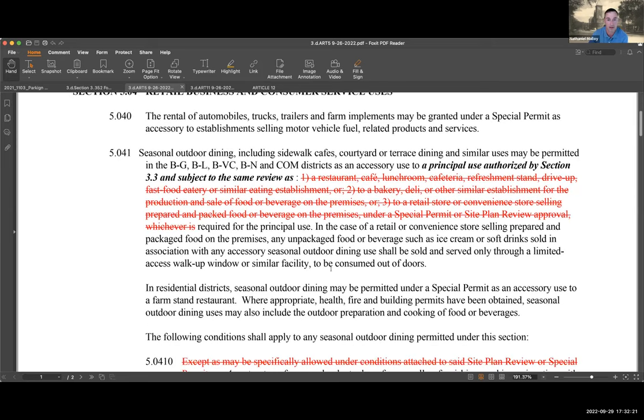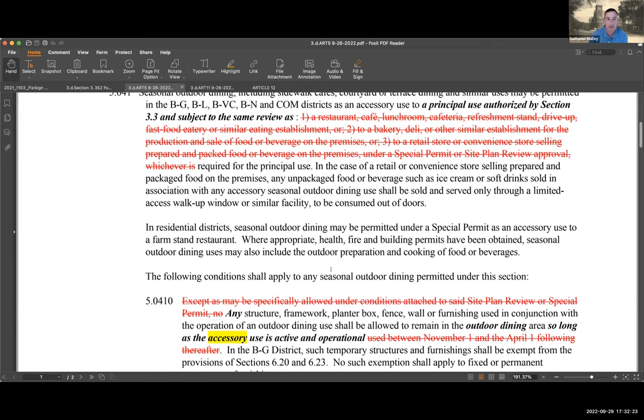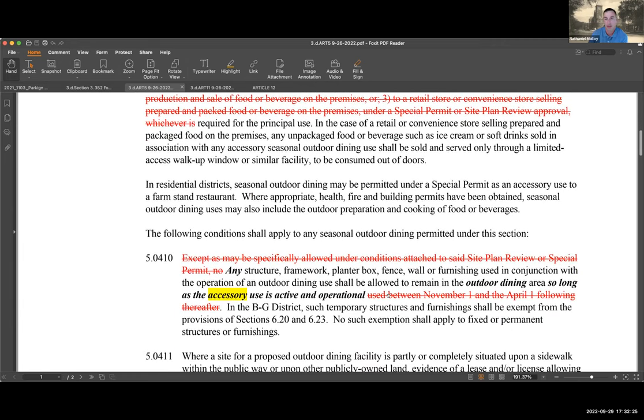I'm just going to scroll down. In 5.041, what it had said was that the accessory outdoor dining had to be taken down or closed between November and April. And we learned that it can operate during those times. So we're proposing to say that any structure can now be in the outdoor dining area so long as that accessory use is active and operational. So if someone wants to have outdoor dining year round and clear snow and provide heaters, before they wouldn't have been able to do that, but now it could happen.